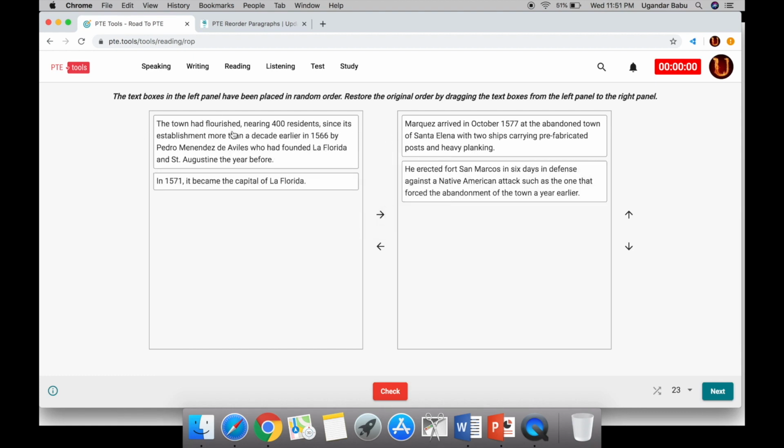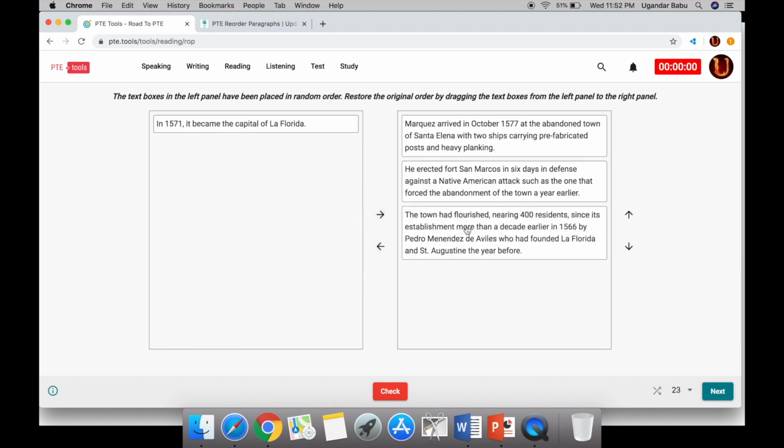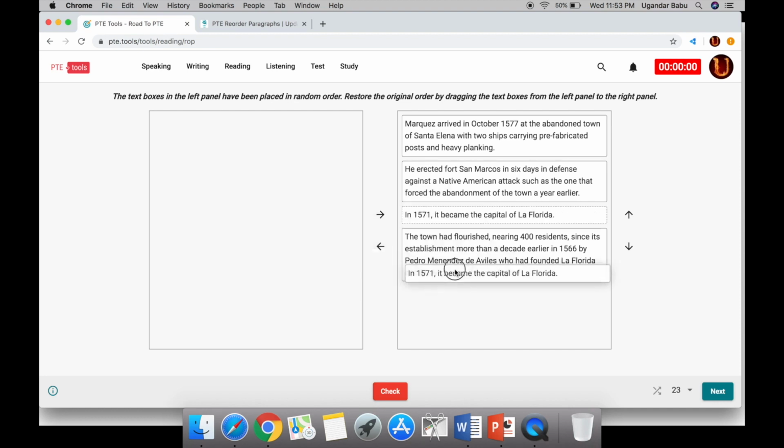"The town had flourished." So the town has already been mentioned here. "At the abandoned town." So this can be the third sentence. "In 1571 it became the capital of La Florida." What became the capital of La Florida? We will confirm this in this sentence. The town had flourished, nearing 400 residents since its establishment more than a decade earlier in 1566 by this person who had founded La Florida and St. Augustine the year before. So again here they are talking about the town only. It became the capital of La Florida.